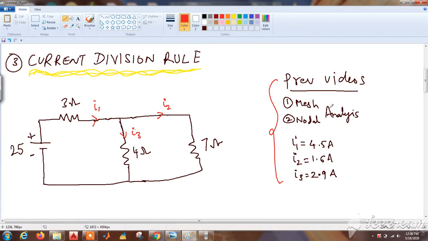Now we'll see the third alternate method to solve the same question by current division rule. So how to find the currents I1, I2 and I3 by current divider rule. Sometimes it is said as current divider rule, sometimes current division rule, both are the same. First we will know what the current division rule is, and then come back to our problem.